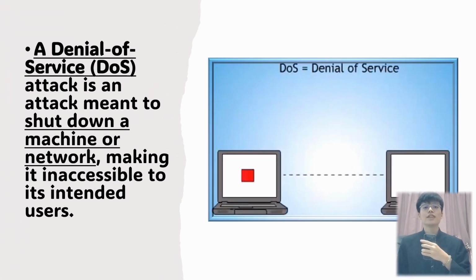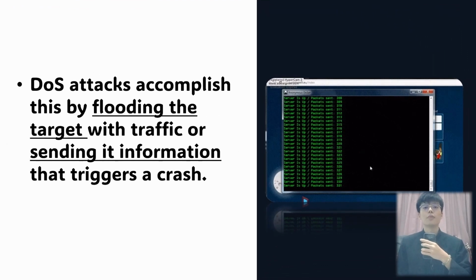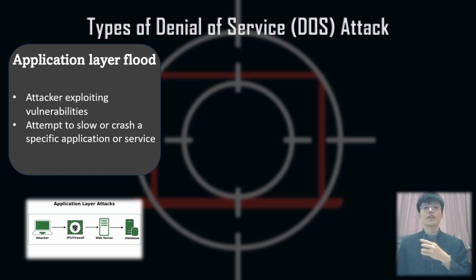A denial of service DoS attack is an attack meant to shut down a machine or network, making it inaccessible to its intended users. Those attacks accomplish this by flooding the target with traffic or sending it information that triggers a crash. Now, let's explore the diverse landscape of denial of service DoS attack by discussing its various types.